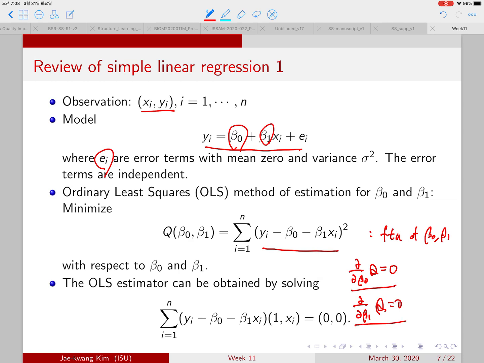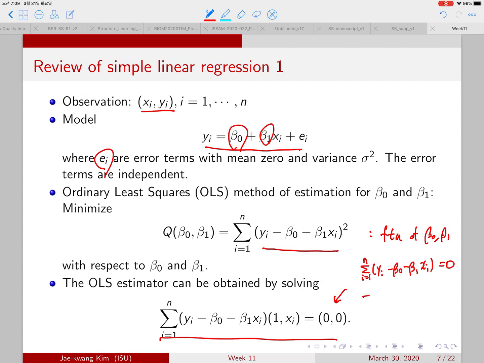So these two equations are equivalent to this. This is just a set of two equations. The first equation is this one equal to 0, and the second equation is this one times x_i equal to 0. This is just one way of writing the two equations using a vector. This equation is sometimes called the normal equation.